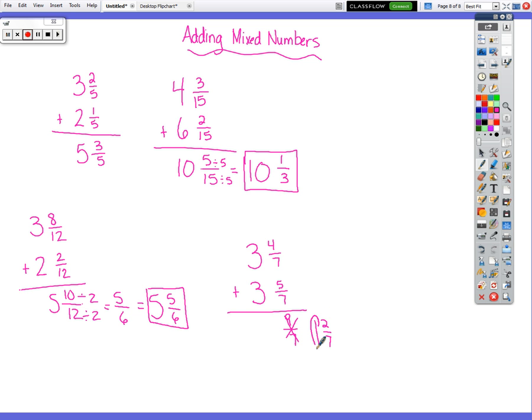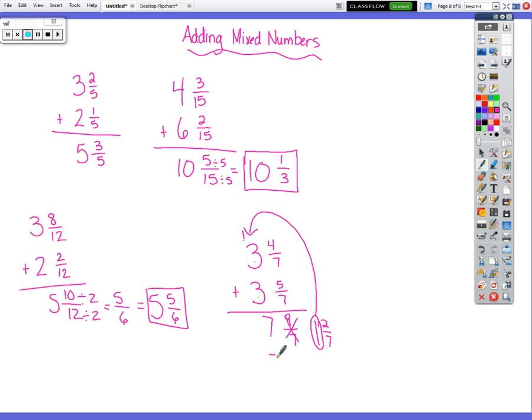I'm going to take my whole number and carry it to the whole number side. And then I'm just going to keep my 2/7. That is now my new fraction, adding these together. And I'm going to carry my 1 over here. So now 3 plus 3 is 6, plus 1 is 7.